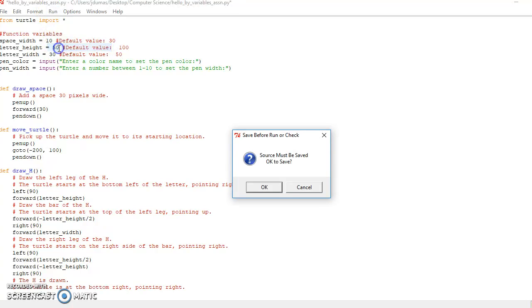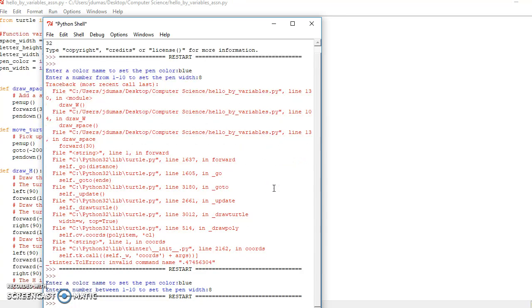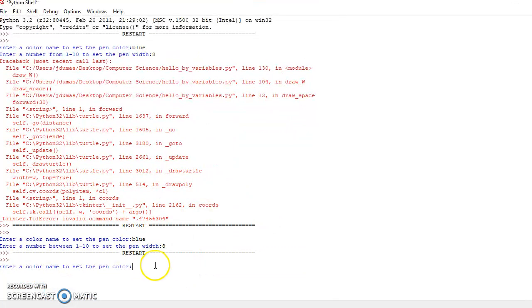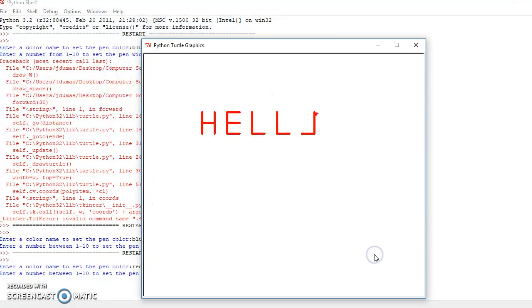Let's run this. We're going to go with red. I'm going to do a pen width of 5. And let's see if my code has updated for world.